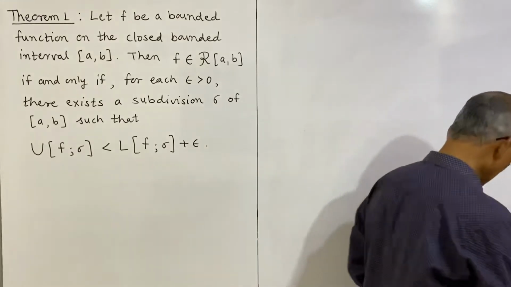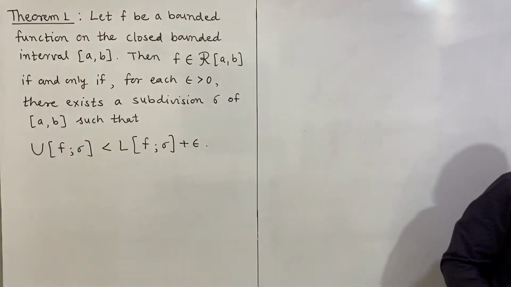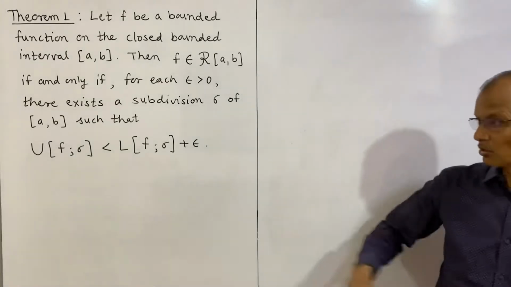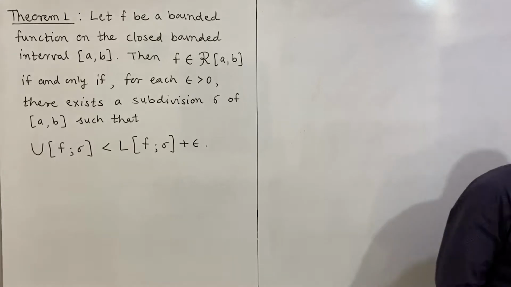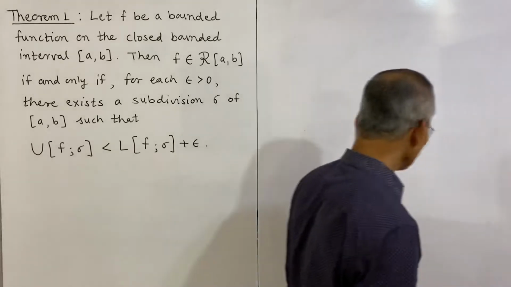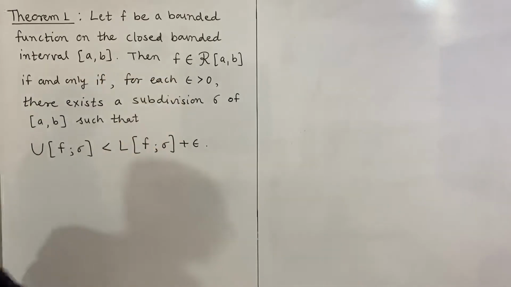Now the condition is if and only if. So there will be two parts for this condition. First we shall assume that this holds, the upper sum of f on sigma is less than the lower sum of f plus epsilon, and then we will prove f is Riemann integrable.